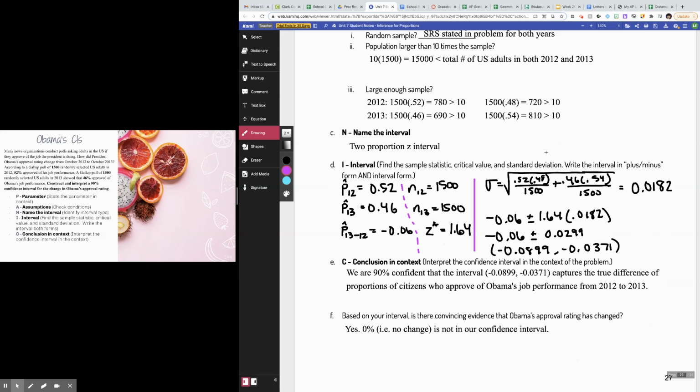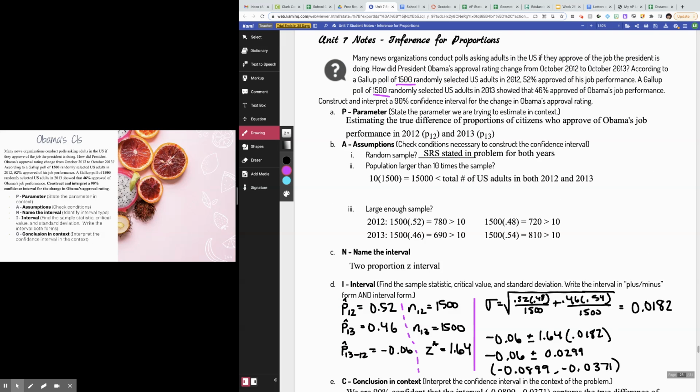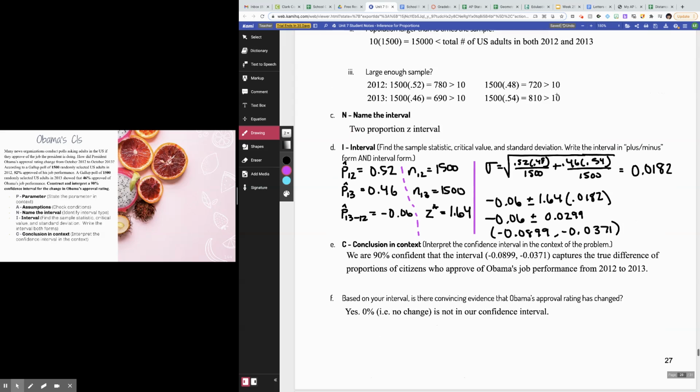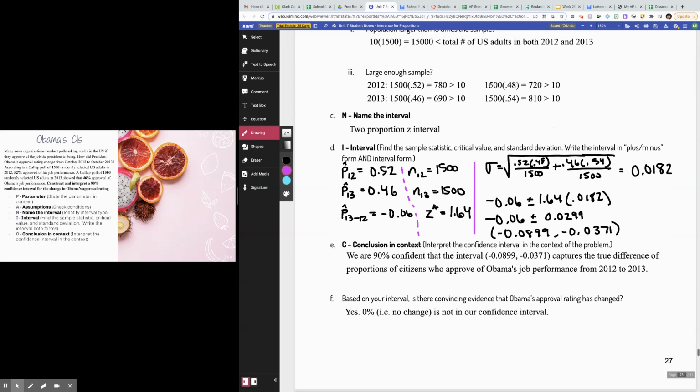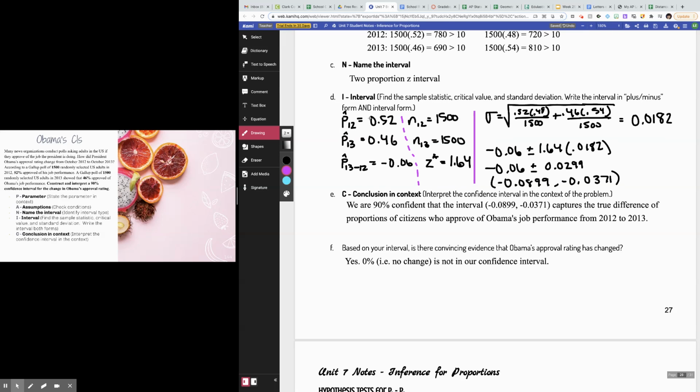N stands for name the interval. So again, this is a 2 proportion Z interval, okay? Then my I step is where all the math happens. So my sample proportion for 2012, they gave it to me up here, is 52%. Okay, and then in 2013, it was 46%. Okay, and then they told us that I'm looking at a 90% confidence interval.